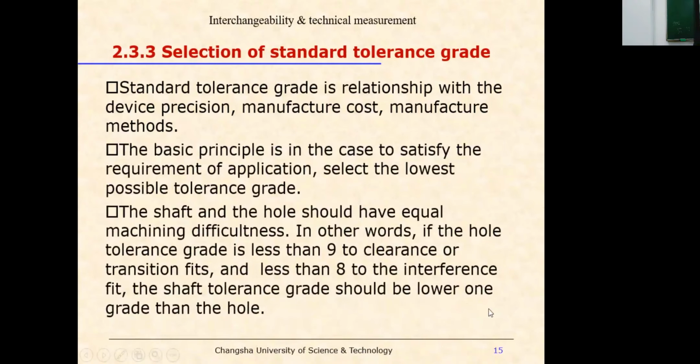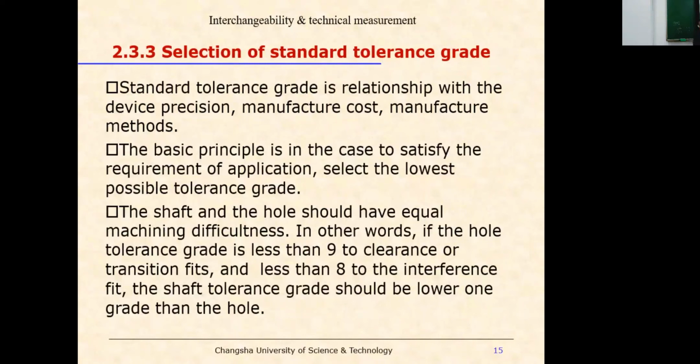The shaft and the hole should have equal machining difficulties. In other words, if the hole tolerance grade is less than 8 for a clearance or transition fit, or less than 7 for an interference fit, the shaft tolerance grade should be one grade below the hole. This means that we choose a shaft and we choose a hole. Sometimes we have the same grade.